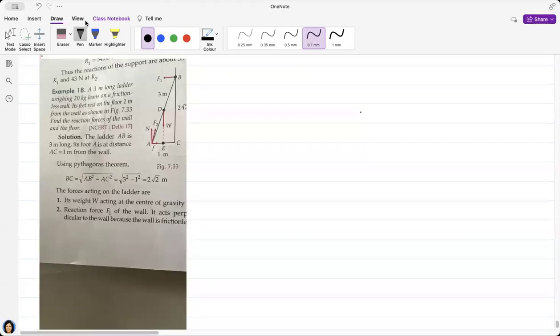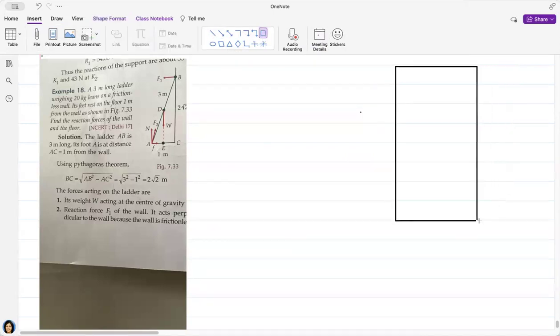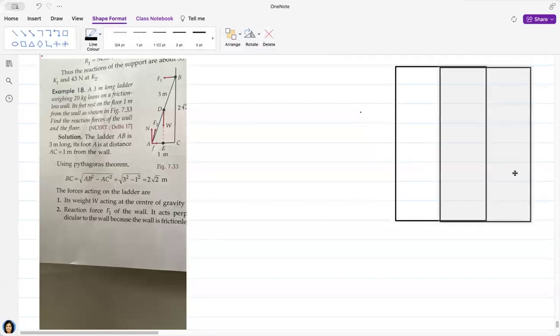Hi. So we're going to solve the second question now. The question says that the 3-meter long ladder weighing 20 kg. So let us first, as in the previous question, draw the ladder. I'm sorry, I don't have that good a tool over here. So I'm making the ladder like this.